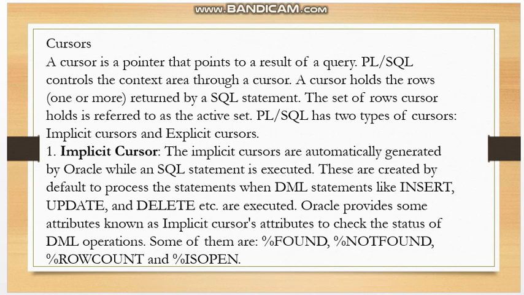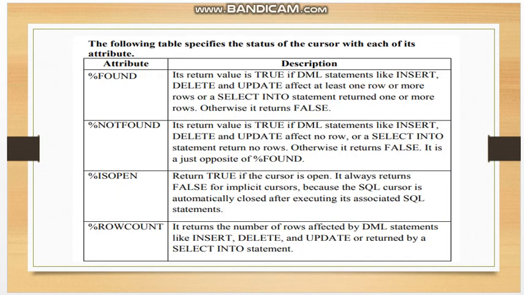Some of the attributes are found, not found, row count and is open. These are the attributes of the cursor. With the implicit cursor, the attribute %found returns true if a DML statement like insert, delete or update affects at least one row or more, or a select into statement returns one or more rows. Otherwise it returns false. Whenever we execute a DML statement, if that statement has some effect, %found will return true, otherwise it will return false.